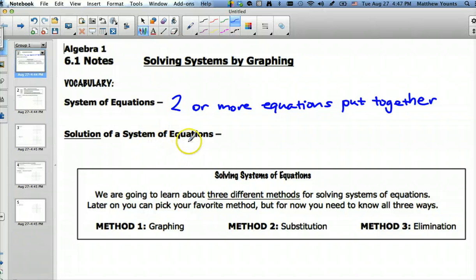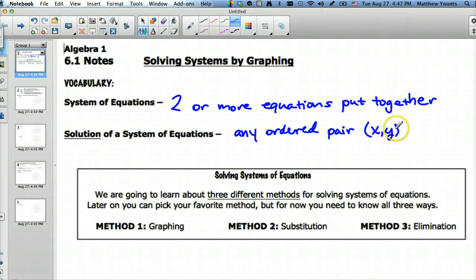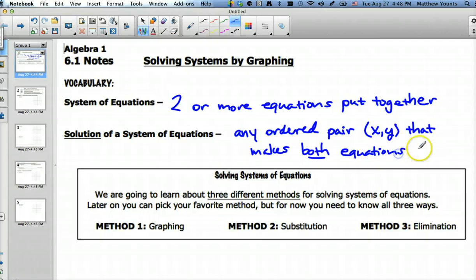The solution to a system of equations is any ordered pair. Think about what an ordered pair means. Ordered pair means you have an x and a y value. So any pair of numbers that makes both equations true. Any ordered pair that makes both equations true.